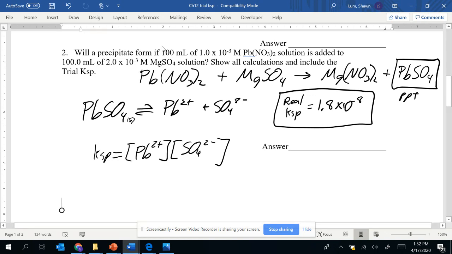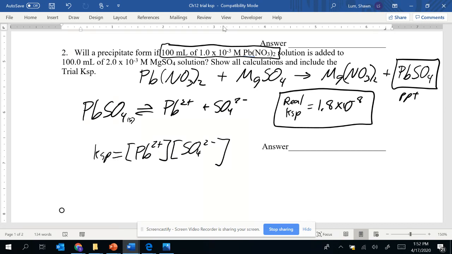Now this is a little bit weird. It says 100 mils of this right here is added to 100 mils of that stuff right there. So if it gave me different volumes of this liquid, then it's a little bit annoying. You'd have to do some CiVi equals CfVf to find the new concentration of your lead and the new concentration of your sulfate. So you should be doing all that kind of stuff.